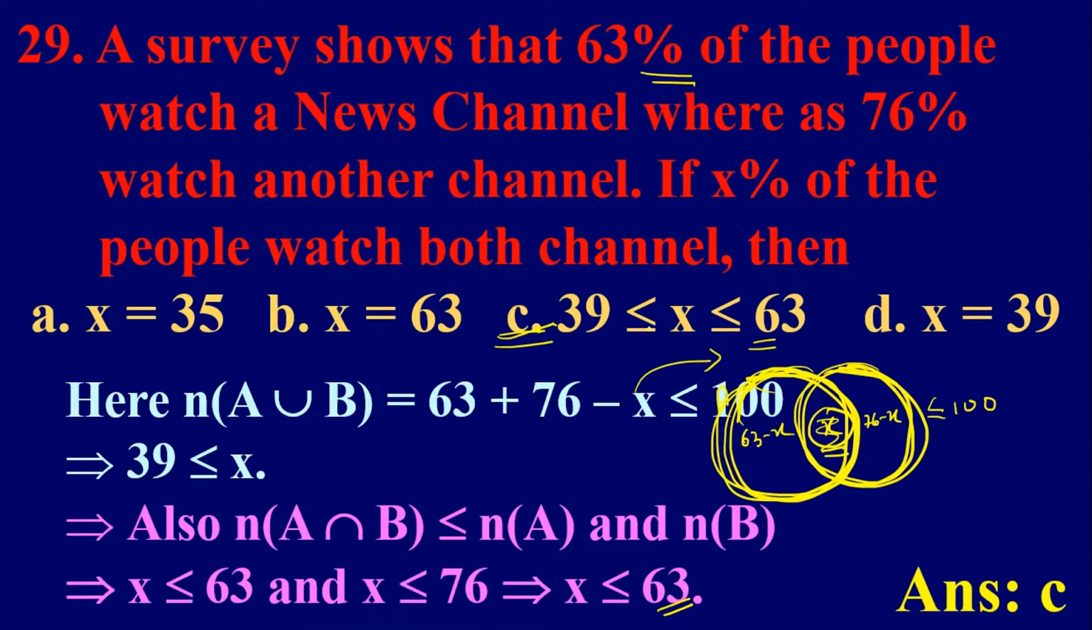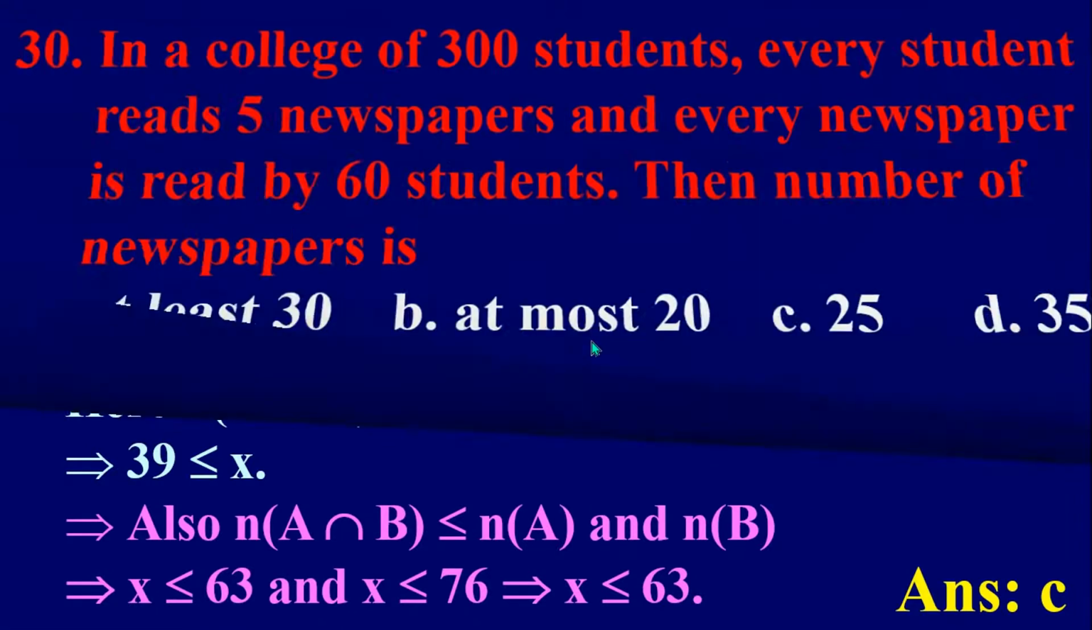X should be more than or equal to 39 and less than or equal to 63. When we add all this, it should be less than or equal to 100, since it is given in percentage. So when we solve that, we get X more than or equal to 39. Since the common part should be less than the full set, we get n(A ∩ B) less than or equal to n(A) and n(B). Therefore X should be less than or equal to 63 and less than or equal to 76, which implies X is less than or equal to 63, which is option C.